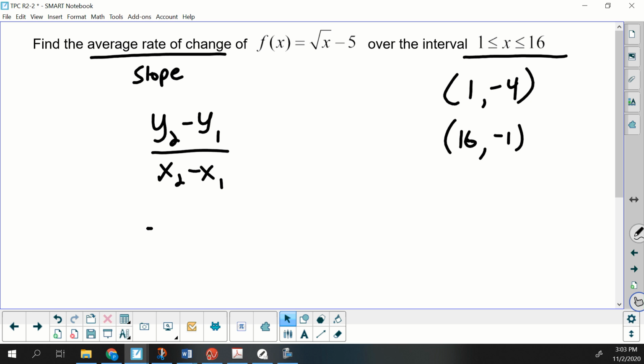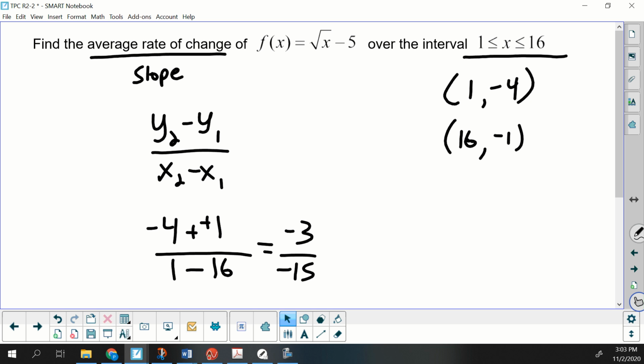So one y value is negative 4 minus the negative 1 over, since we started with negative 4, we got to start with 1 in the denominator, minus the 16. Minus becomes a plus. Negative 4 plus 1 is negative 3. 1 minus 16 gives us negative 15. A negative divided by a negative will be a positive, and 3/15 reduces to just 1/5. So that is our average rate of change on that interval.